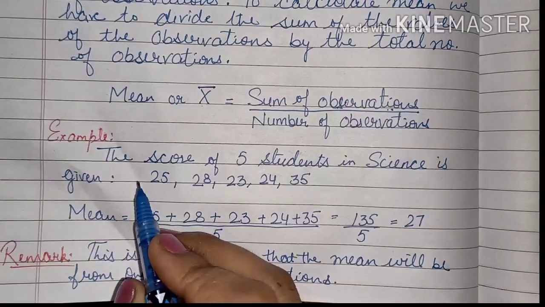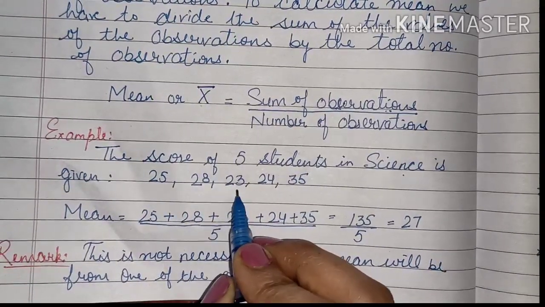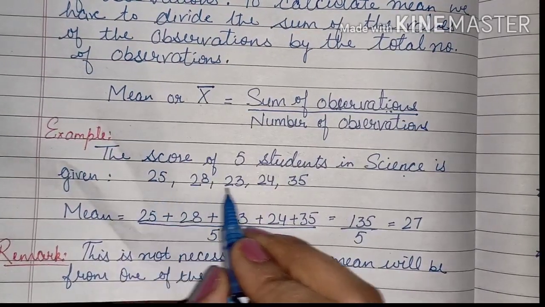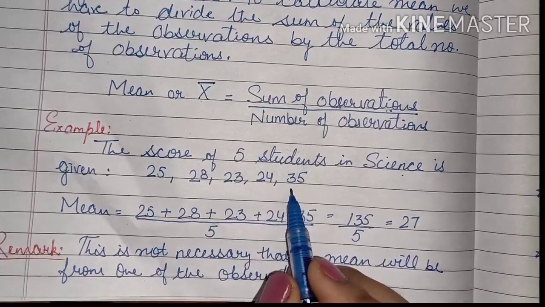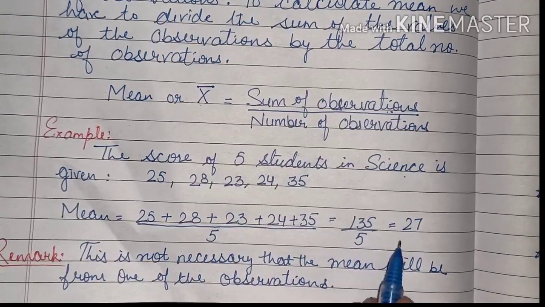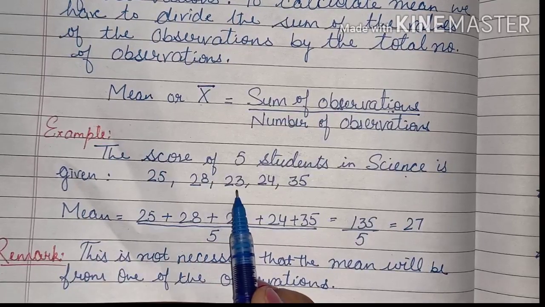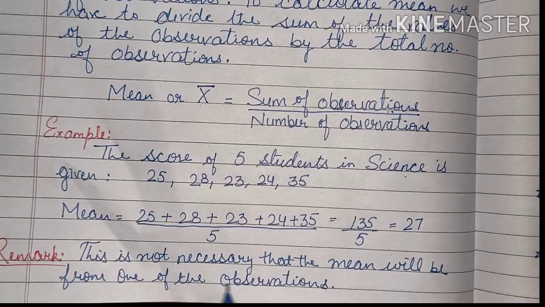Let's see an example. The scores of 5 students in science are given here: 25, 28, 23, 24 and 35. To find the mean, we will add all these observations and then divide by the number of observations. Here 5 observations are there, so we will divide by 5. So it is 135 upon 5, which is 27. So 27 lies between the smallest observation and the largest observation. And remember, it is not necessary that the mean will be one of the observations.